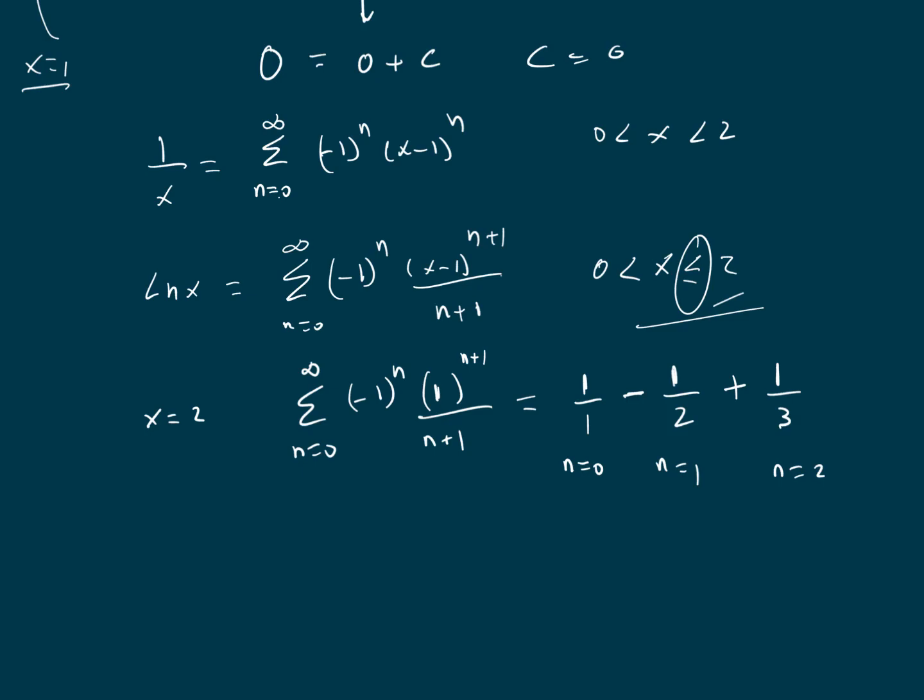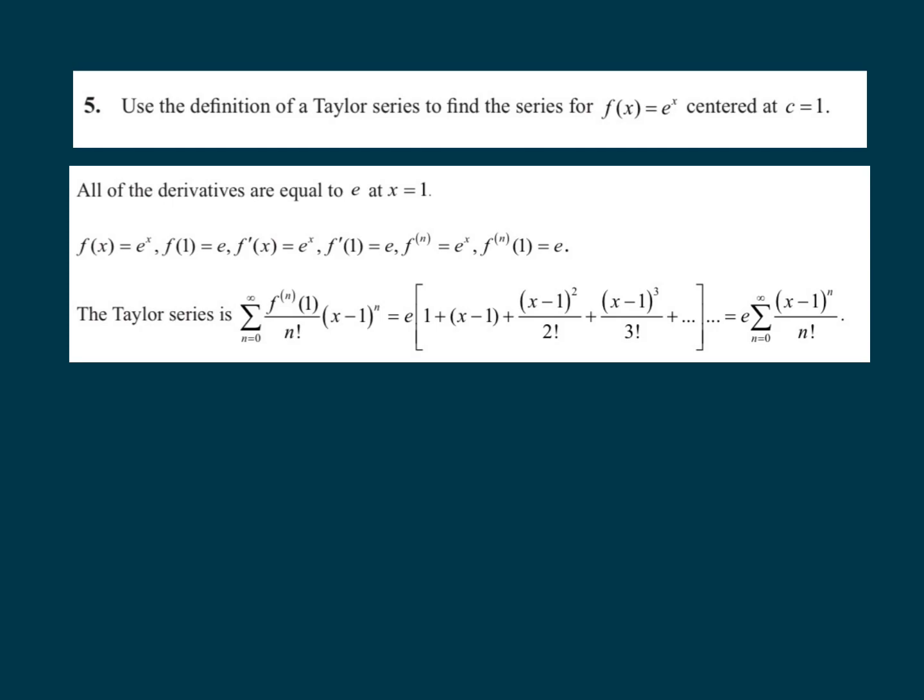Let's go to the next problem. This problem says use the definition of a Taylor series to find the series for the function e to the x, but now the function is centered at c equal 1. So this is the function e to the x. e to the x is 1 when x equals 0, but it says you should find the Taylor series when x equals 1. When x equals 1, this is e.